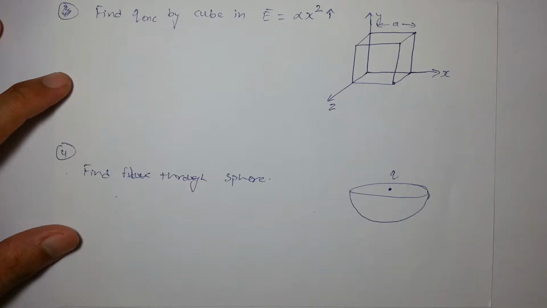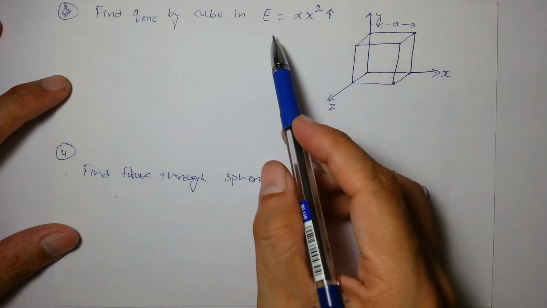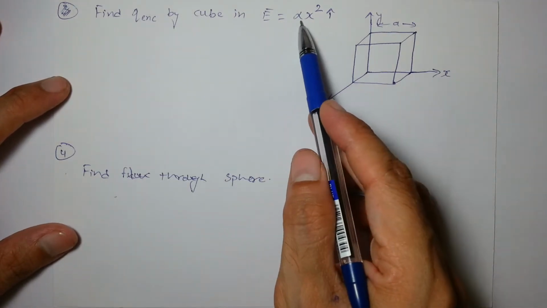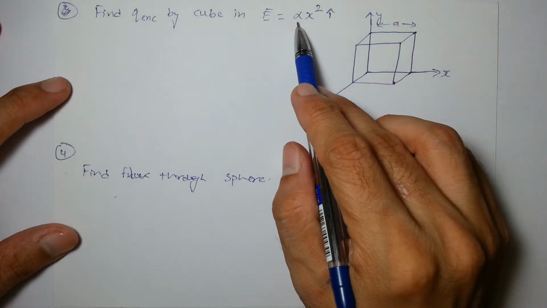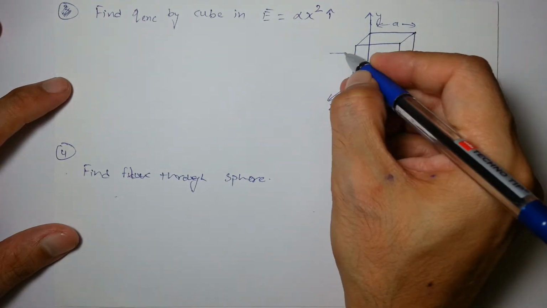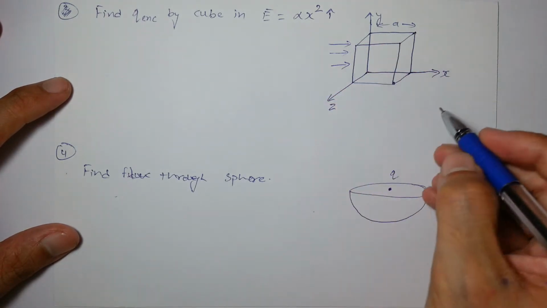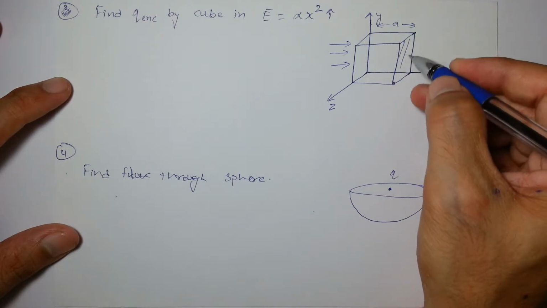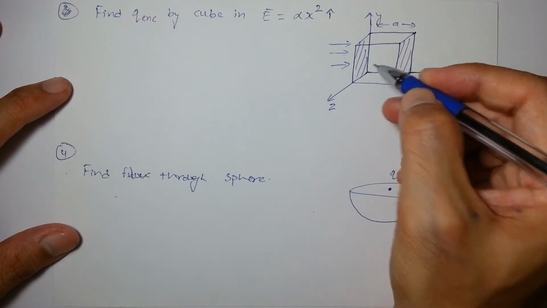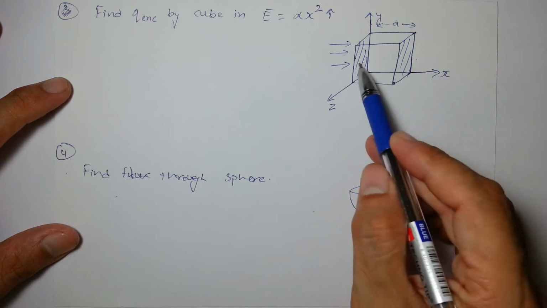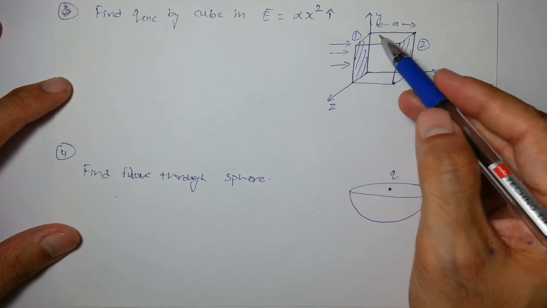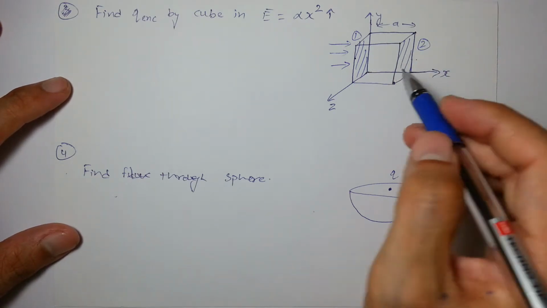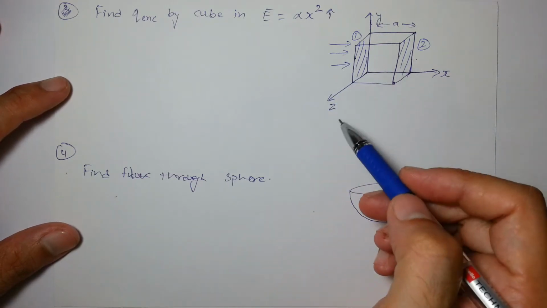Okay. In the next question, there is a charge q. We have to find the charge enclosed by the cube if the field is given by alpha x square i cap. It is a cube of side length a. As the field is along this direction, we can say no flux will pass through any other face except these two faces. This is called face 1, this is called face 2. All other faces will not have any flux through them, as the field is parallel to all other faces.